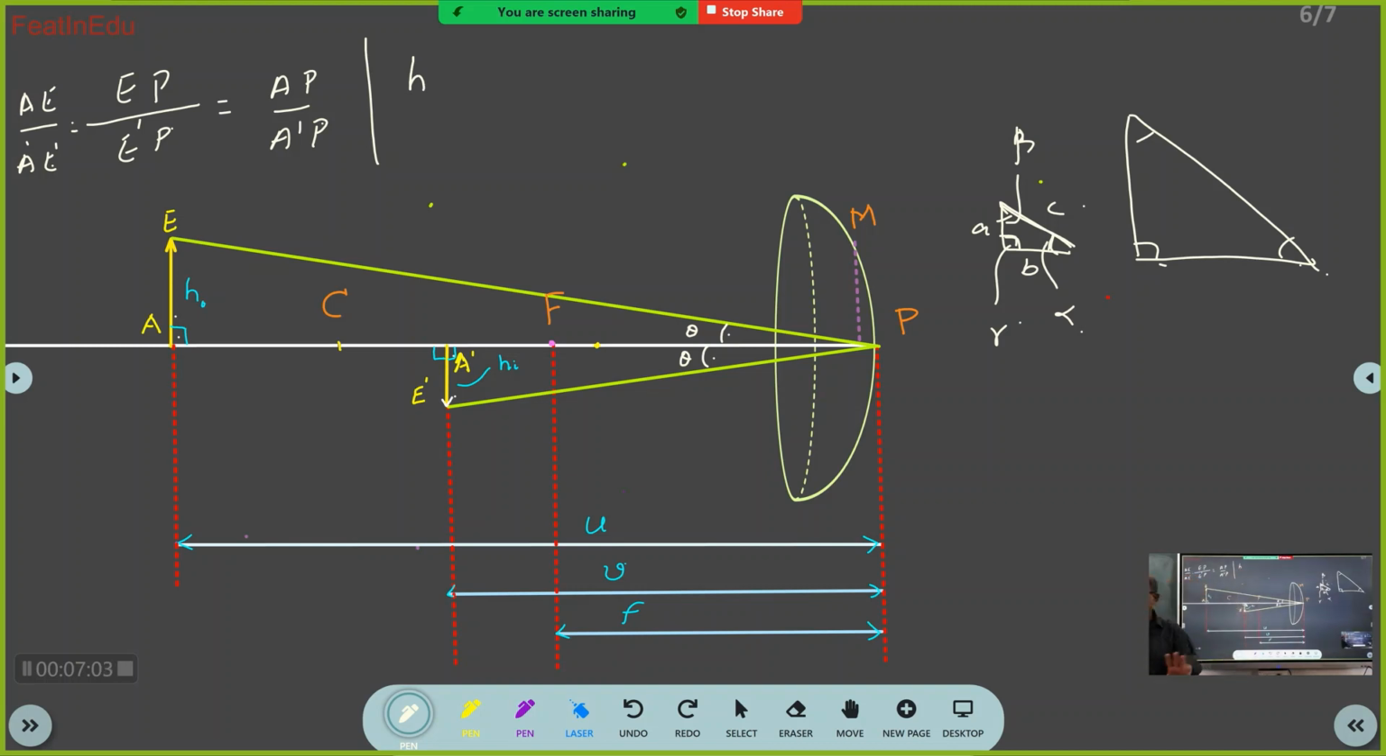Now AE is a length, height. But for us, it is a physical quantity. What is physical quantity? Height of object. So height, correct. We represent it in terms of the physical variable. A dash E dash is H height, is equal to, now what is AP? AP is U. And what is A dash P? It is V. Okay? Yes, sir. So from geometry we got this relation.